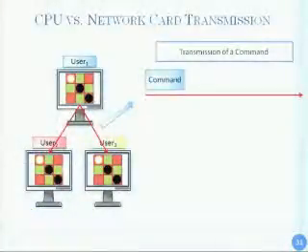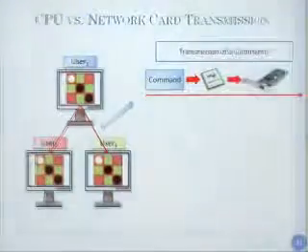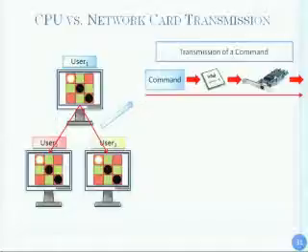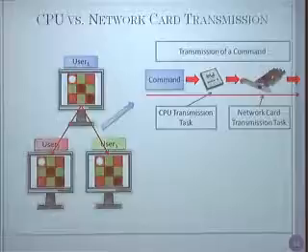So let's see what has to happen in order for a command to be transmitted to a destination. First, the CPU must copy some data buffers into some memory location from which the network card can then read the data, and then the network card can transmit it along the network. So there are really two kinds of transmission tasks, the CPU transmission task and the network card transmission task.